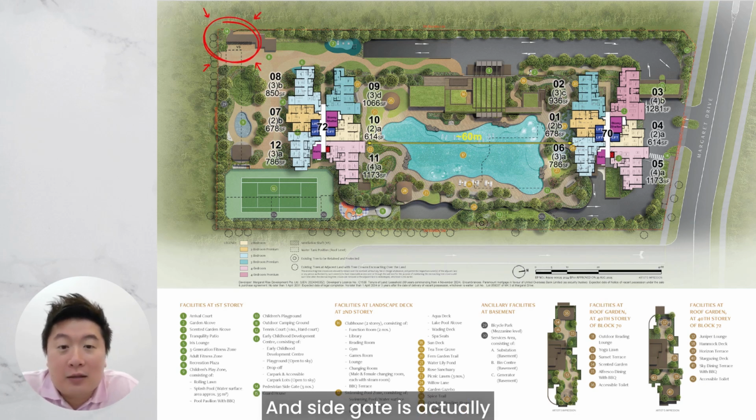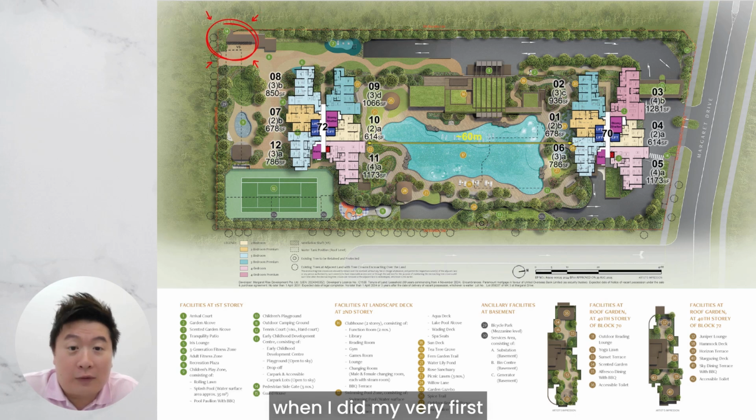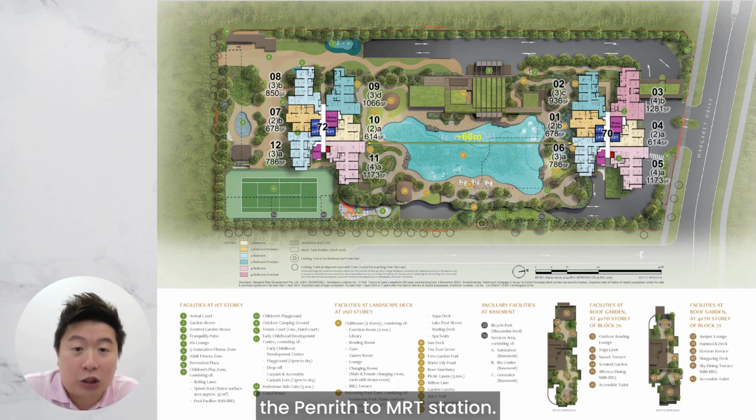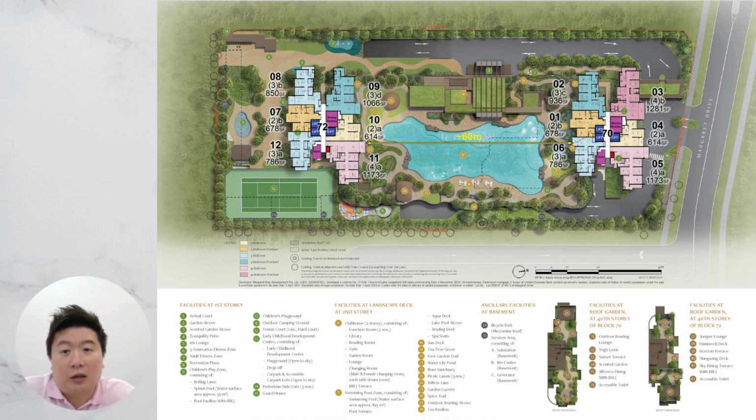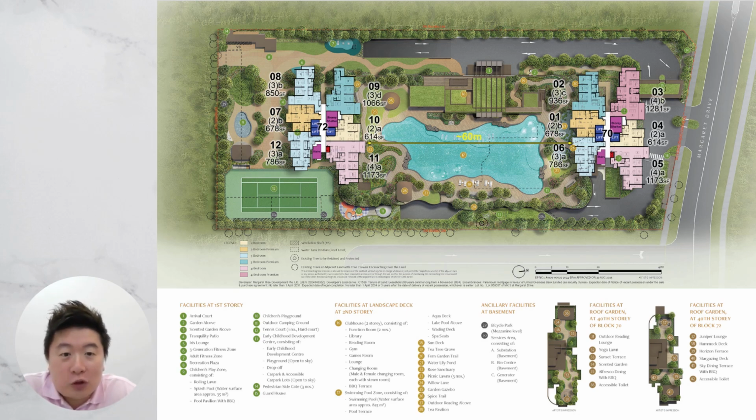Anyway, the side gate is actually right where I mentioned. It was in my very first Penrith walkabout video, when we walked from Penrith to the MRT station. For this, I think it's even nearer than the start point that I was showing previously. So yeah, that's good. That wraps it up in terms of the facilities.